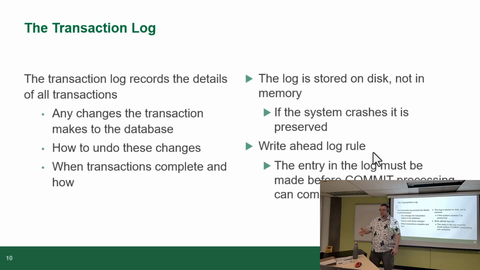There's a write-ahead log. The entry in the log must be made before the commit processing can be completed. So the transaction log keeps track of all the steps you did. When you say commit, it takes that and moves it to the write-ahead log. Once it's in there, then the commit finishes. So it takes the steps you did on a piece of paper, copies it into the binder permanently, and then closes the binder.